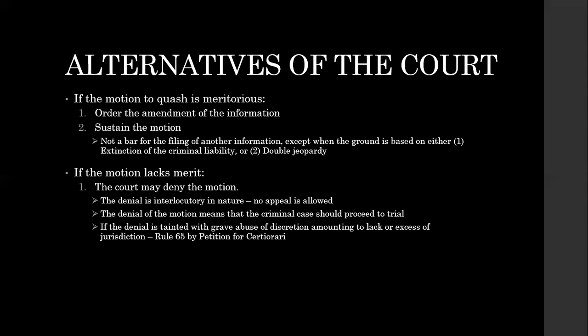submitted for decision after. If the denial is tainted with grave abuse of discretion amounting to lack or excess of jurisdiction, then the remedy is Rule 65 by petition for certiorari. So ito siya, di ba sabi natin, since yung motion to quash or yung order denying the motion to quash is an interlocutory order, bawal yung appeal. Pero kapag tainted yan with grave abuse of discretion amounting to lack or excess of jurisdiction, then you can file a petition for certiorari under Rule 65.